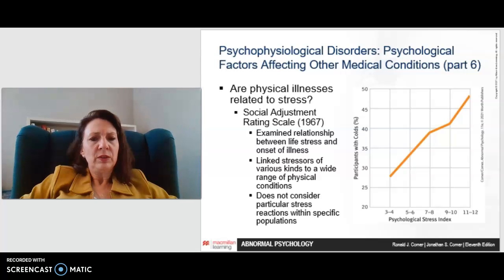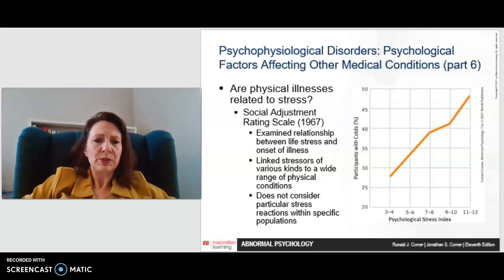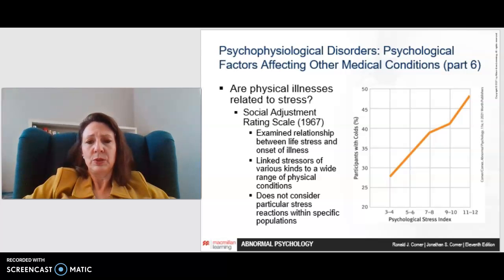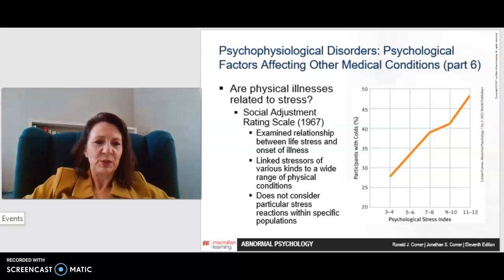In this vein, we look at: are physical illnesses related to stress? In 1967, there was research that examined the relationship between life stress and onset of illness. And you can see that participants with colds were highly related to psychological stress index on the social adjustment rating scale. So there definitely is a relationship between stress and physical illness.